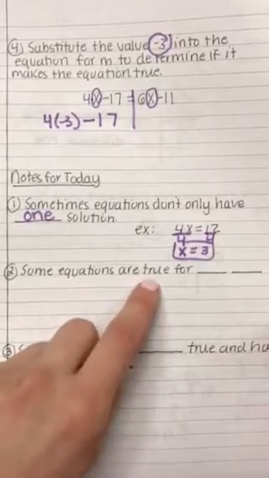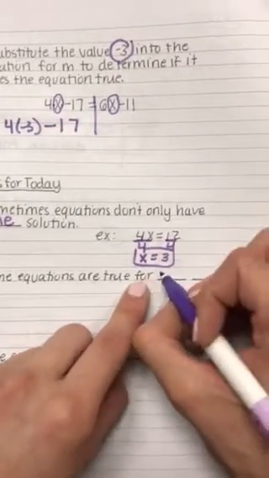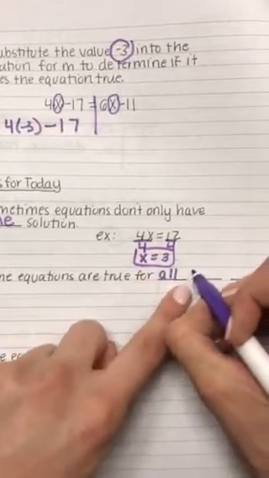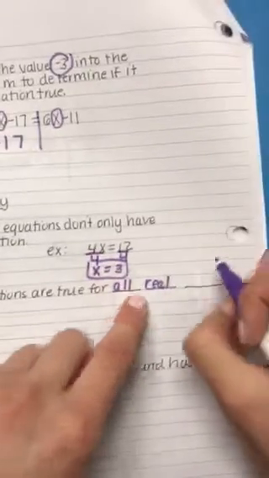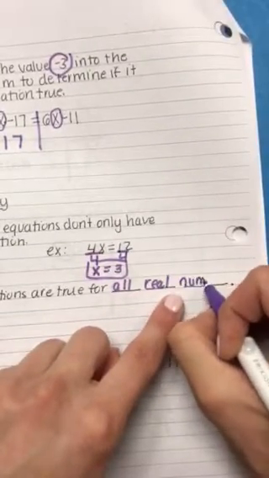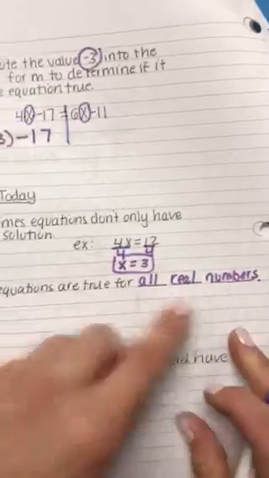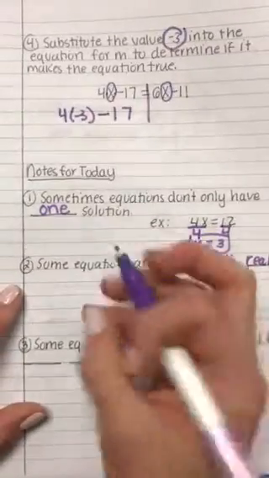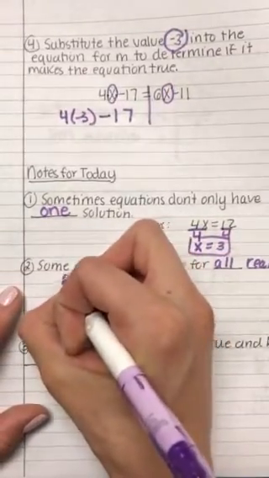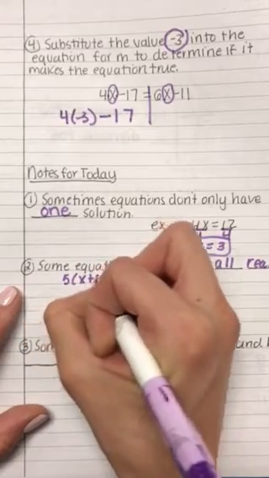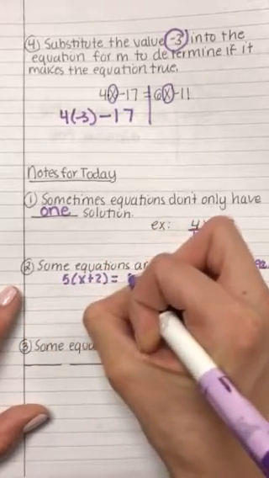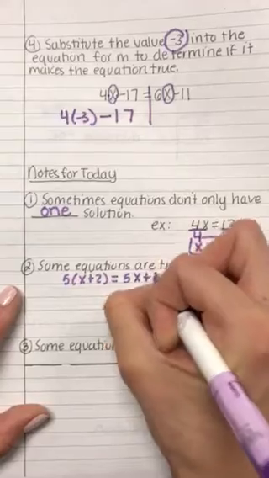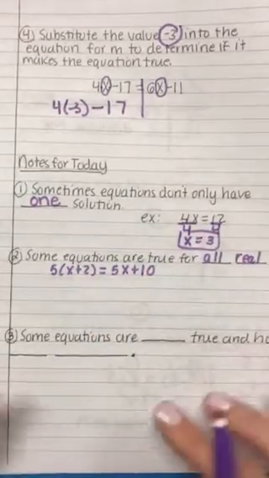Actually, sometimes equations are true for all real numbers. And I'm going to show you how that might happen. Okay, so I want you to write this equation down. 5 times x plus 2 equals 5x plus 10.